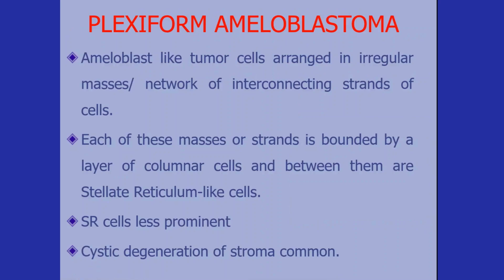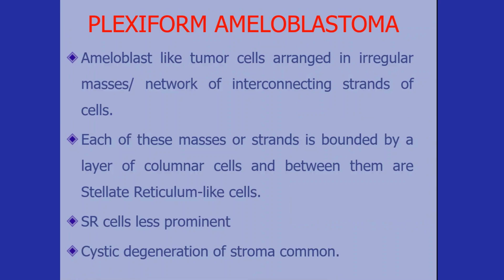Moving on to the plexiform ameloblastoma. Ameloblast-like tumor cells are arranged in irregular masses, networks of interconnecting strands of cells. So, what is important out here? The keyword is interconnecting strands of cells. Each of these masses or strands is bounded by a layer of columnar cells, and between them are stellate reticulum like cells. But the stellate reticulum cells are less prominent in plexiform ameloblastoma. Cystic degeneration of the stroma is also very common.